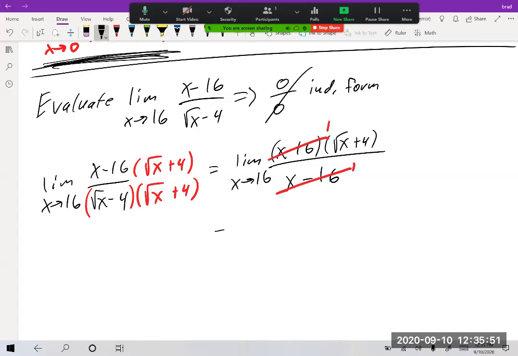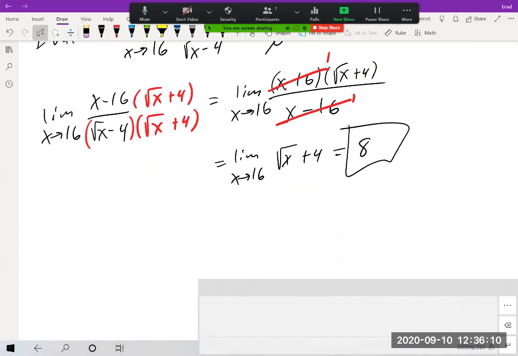And now I'm left with the limit as x approaches 16 of the square root of x plus 4, which is actually equal to 8. Yep, because when we plug 16 in, the square root of 16 is 4, 4 plus 4 is 8. So I can use conjugates, okay?